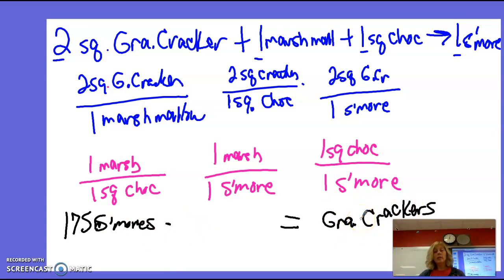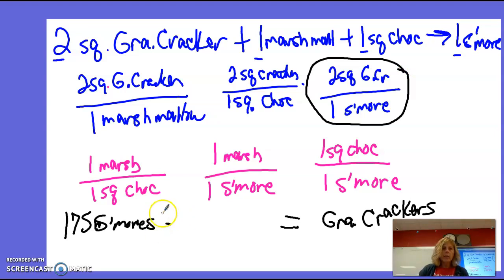Well, I know you can do this in your head, but remember that's not the point. The point is to set this up the right way. I'm going to stick to really simple equations with this, but it gets more complicated, okay? So 175 s'mores, which conversion factor would get me from s'mores to graham crackers? I'm just looking here and I just need to find one that has graham crackers and s'mores. Oh, look, here we go. Bingo.